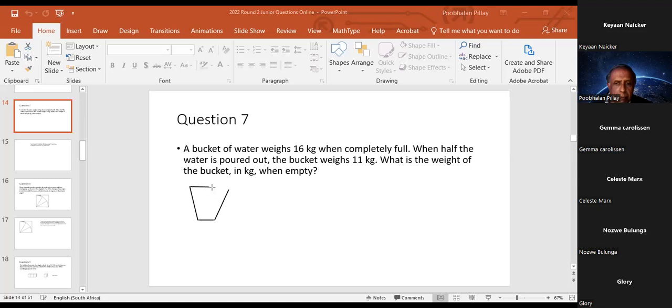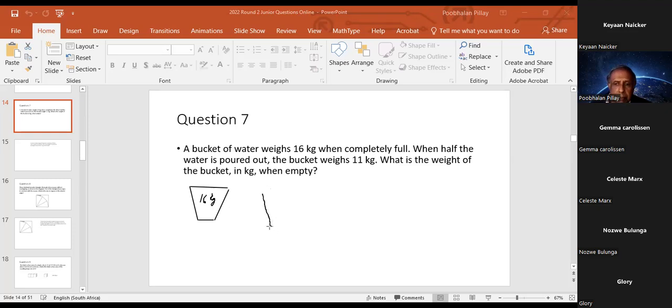So when it's completely full, it weighs 16 kgs. So the weight of the entire bucket together with the water is 16 kgs. Now when half the water is poured out, so just the water is poured out, the bucket weighs 11 kilograms. So what conclusion can you make from that?